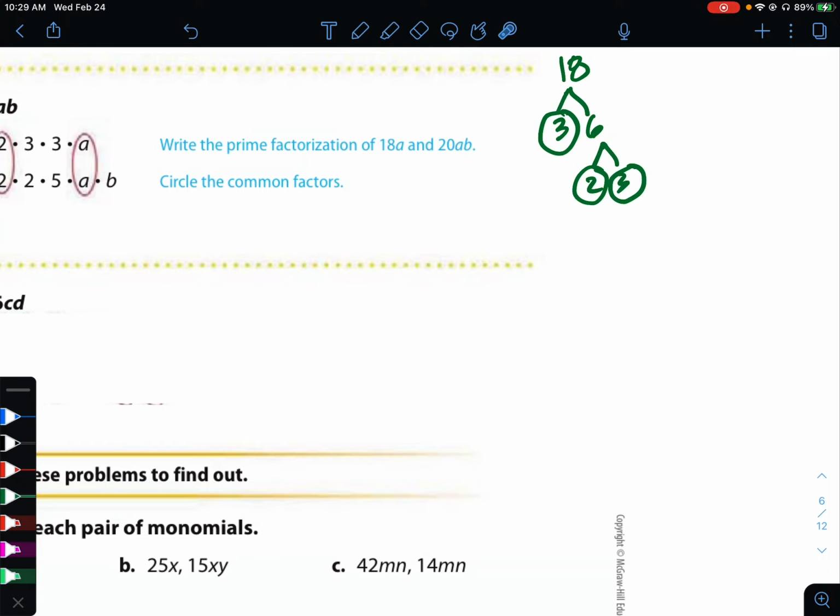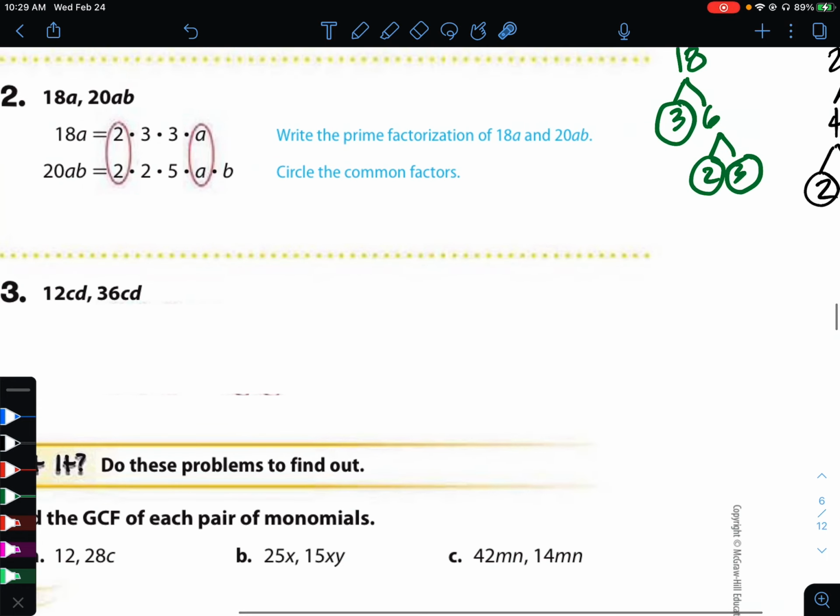I use my prime factorization. Okay, using the factor tree, any two factors of 20. Let's do 4 and 5. 5 is prime. I circle that. That means I stop the factor tree there. 4 is not, but 2 and 2 are. So that's how you got 2, 2, and 5. And then you simply write down a times b.